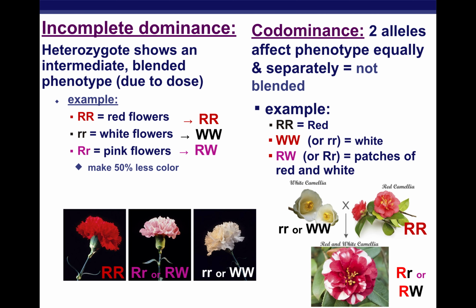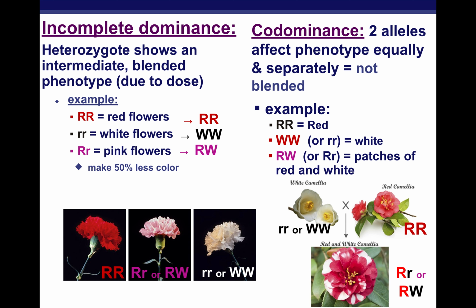So in this case, there are actually other versions of monohybrid cross where the heterozygotes actually look different than the homozygous dominant or homozygous recessive alleles. So we have two versions of that different heterozygote production. So in this case, we have incomplete dominance, where the heterozygote looks different, but the reason why it looks different is because it shows an intermediate blended phenotype due to dose.